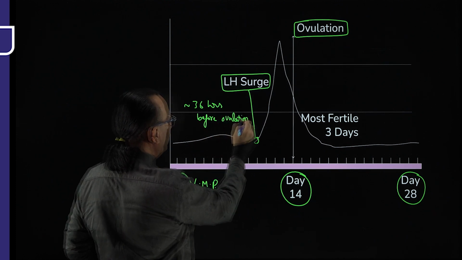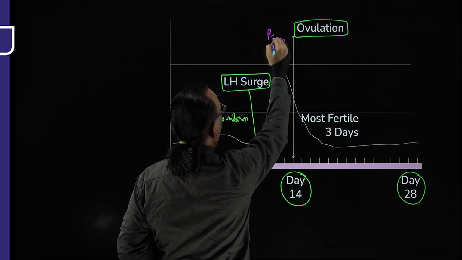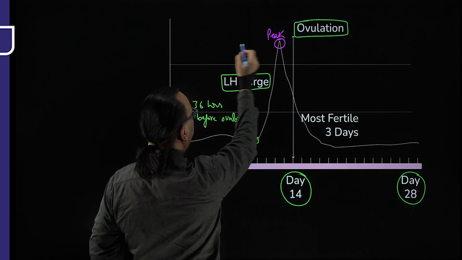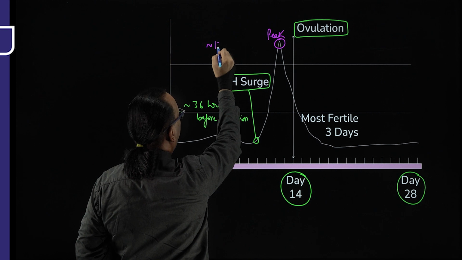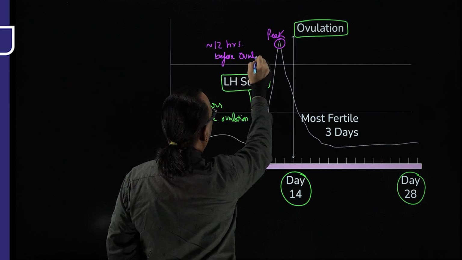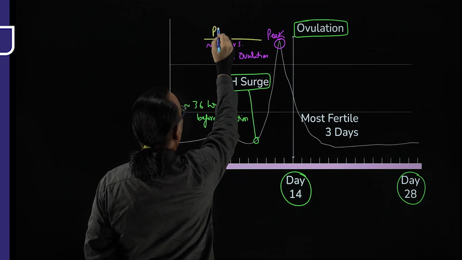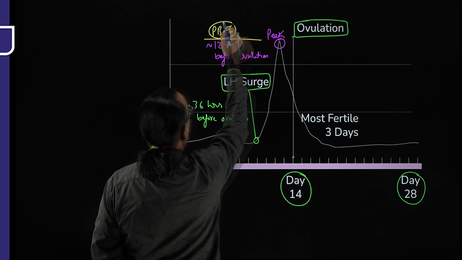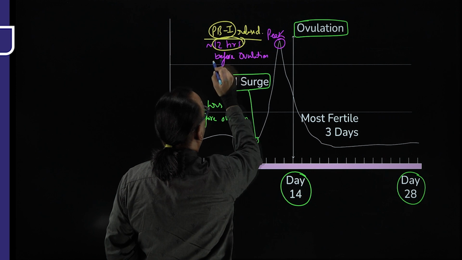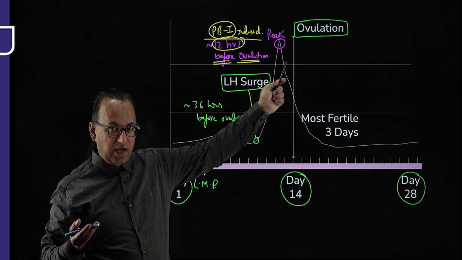So when is the peak? As you see, the peak of LH concentration happens at around 12 hours before ovulation. So the LH peak is approximately 12 hours before ovulation, and it is the same time when we have the release of the first polar body. So when is the first polar body released? The first polar body is released approximately 12 hours before ovulation, at the same time as the LH peak.